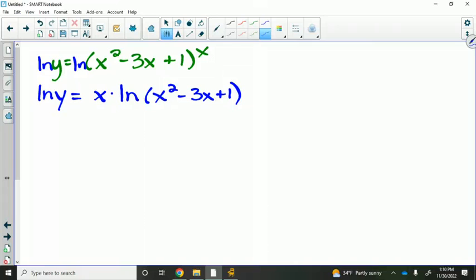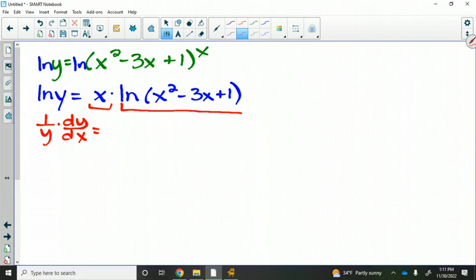Okay, then, since we don't have a variable in the power anymore, we are good to go to derive. So we just derive left to right. This side you'll just get used to. When we derive this side, it's just going to be 1 over y dy dx. On the right side, it's still a product rule. It's x times all of this.